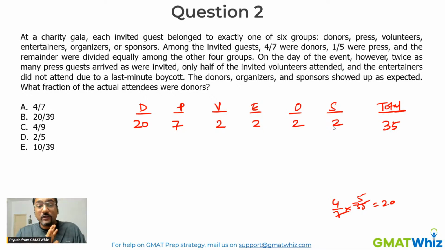Now, please understand, by no means these are absolute numbers. I don't know whether there are 20 people who are donors or not. All I know is that the number of people who are invited are in this ratio. What that means is, it could be 10 times of these numbers. I could have 200 donors instead of 20, 70 press people, and so on. I could have a multiple which is twice of this or 4 times of this, whatever. But they're definitely in the same ratio. That's something which I know. That's the basic understanding when you're assuming numbers. Keep that in mind.